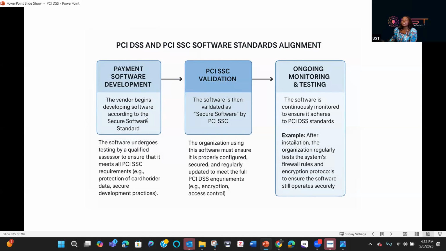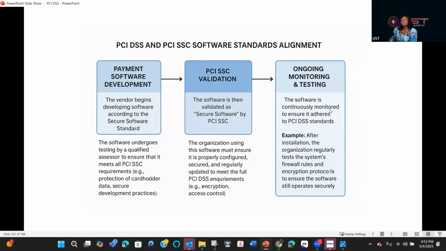That's the PCI Secure Software Standard. This software is then validated by the PCI SSC. The organization using the software must ensure that it is properly configured, secure, and updated to meet the full PCI DSS requirements, encryption and access control, to name a few. And then comes monitoring as well as testing.